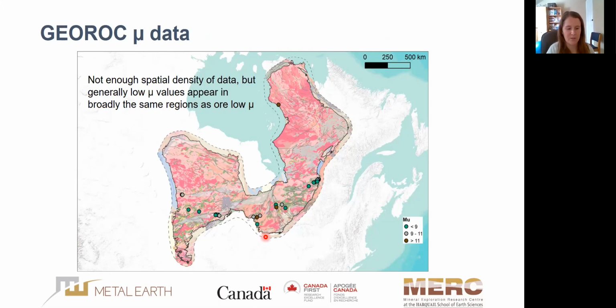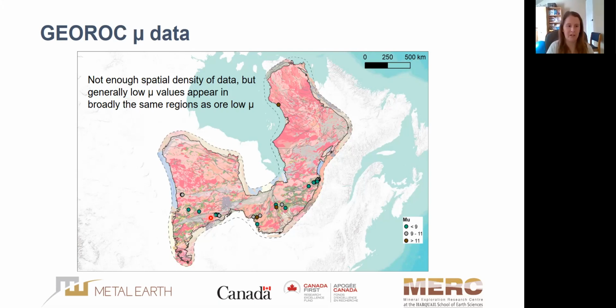And then in terms of Georock lead isotope data, these are from whole rock samples. There's generally not great spatial coverage through here, but there is quite a bit of data from each of these locations, so it looks better in plot form rather than on maps. But again, we can see that there are low mu values roughly where we saw the low mu values from the ore data.